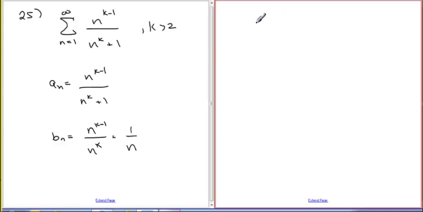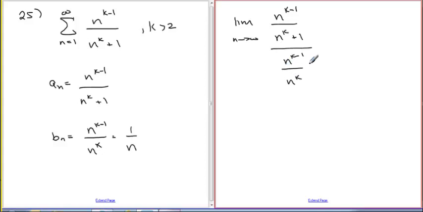So what you do is you take the ratio. So you take the limit as n goes to infinity of n to the k minus 1 over n to the k plus 1, divided by n to the k minus 1 over n to the k. And again, we can take this and multiply by the reciprocal.